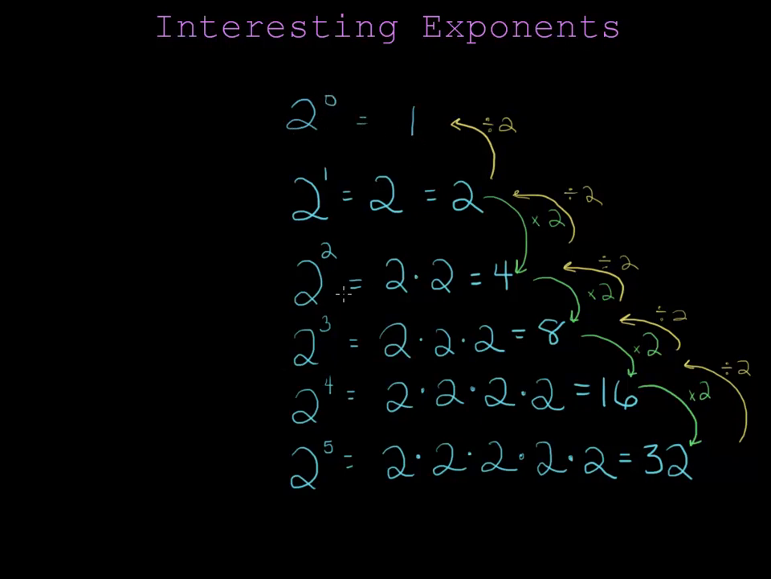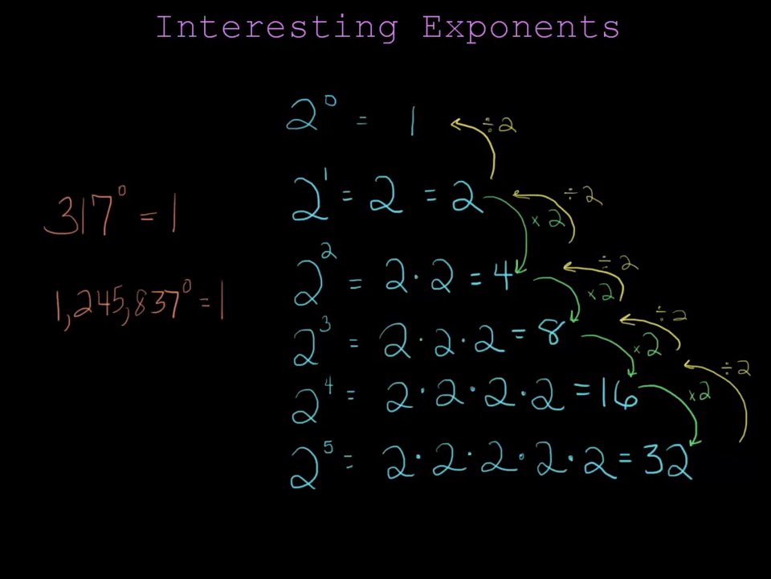And in fact, any number to the 0 power is equal to 1. So for example, if I were to take 317 to the 0 power, that would be equal to 1. And if I were to take 1,245,837 to the 0 power, that would also be 1.